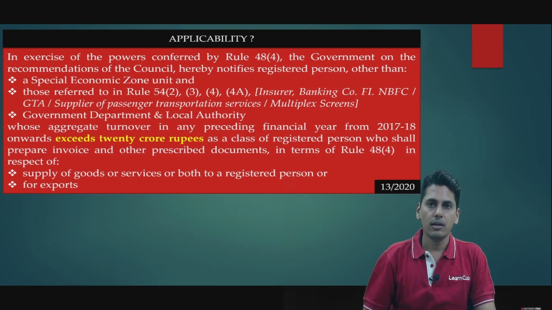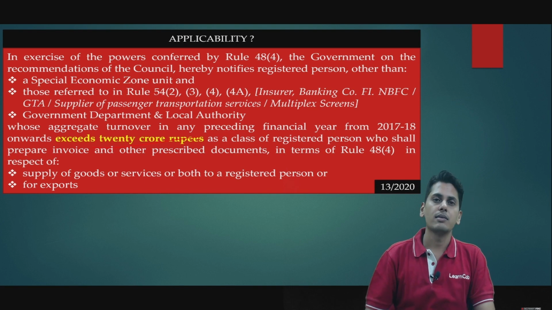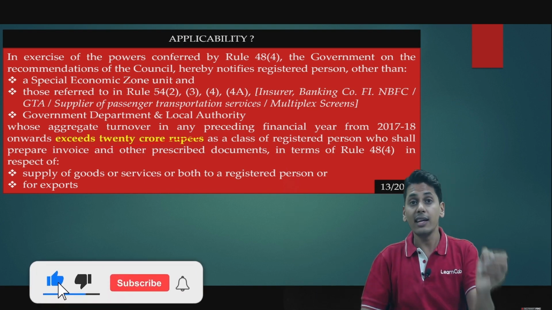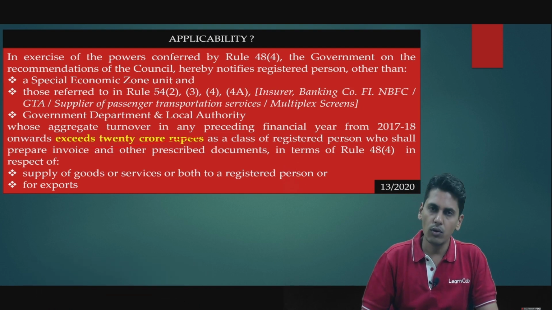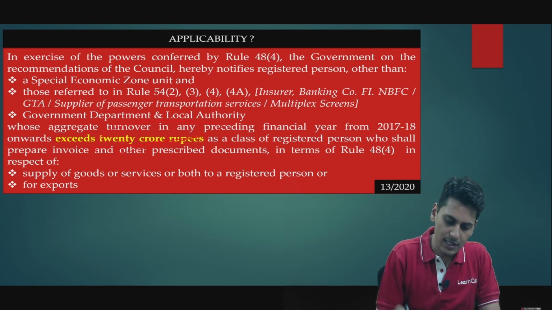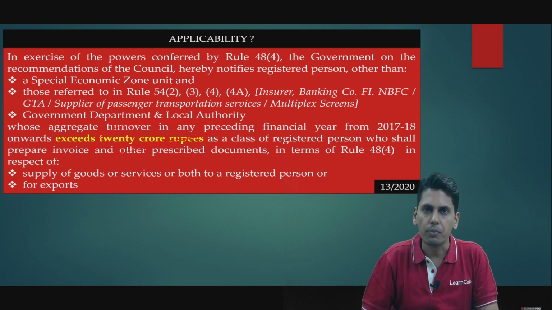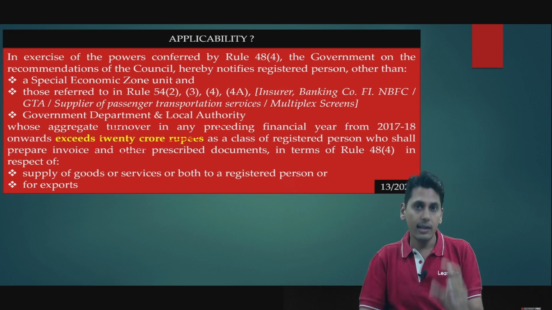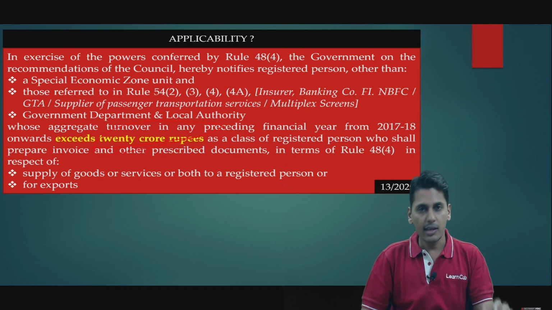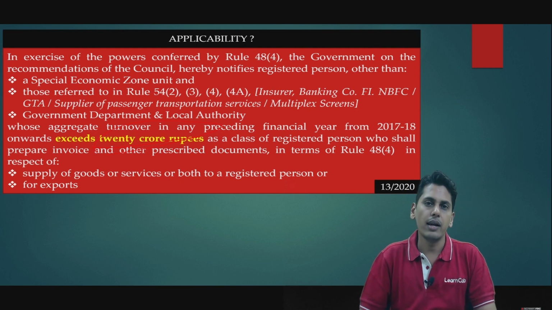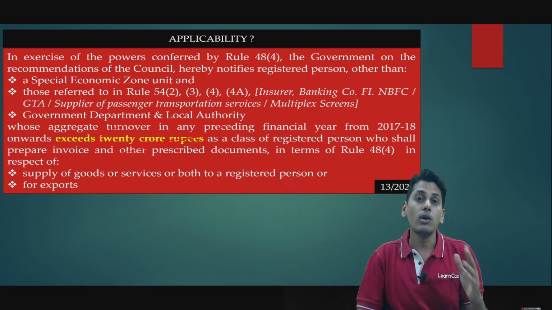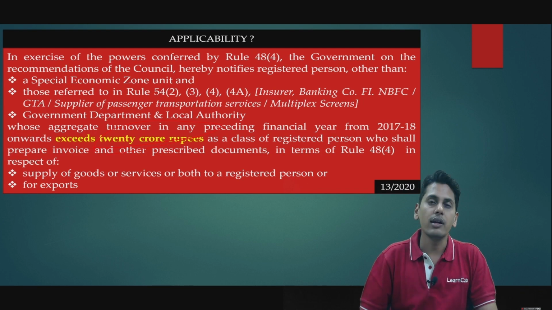The next amendment is in invoicing. Now friends, the limit was any registered person whose aggregate turnover in any preceding financial year from 17-18 onwards, if it crossed 50 crore rupees, e-invoicing was mandatory. Now friends, that 50 crore rupees has been amended and now it stands at 20 crore rupees. So friends, any registered person whose aggregate turnover in any preceding financial year from 17-18 onwards has exceeded 20 crore rupees, e-invoicing provisions are applicable for that particular person, which means that for any B2B supplies or exports which are being made by that registered person, he has to raise an invoice only after generating an IRN number from the e-invoicing portal.